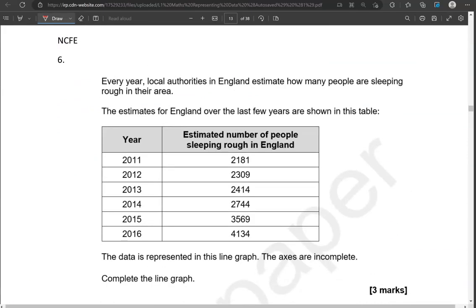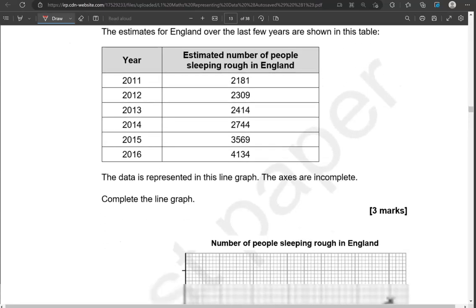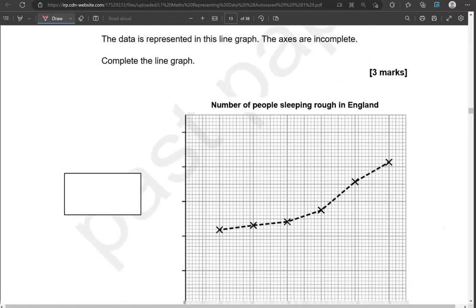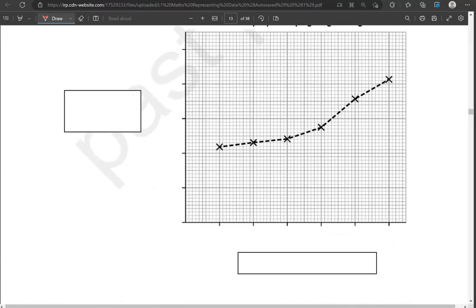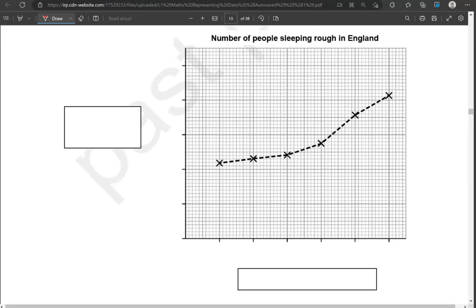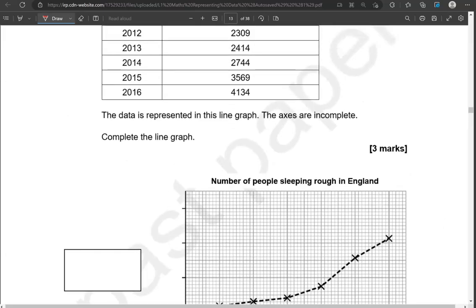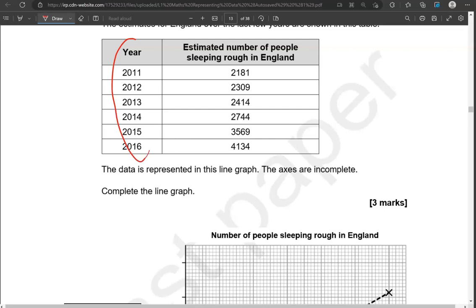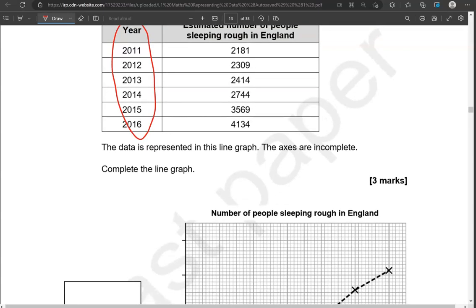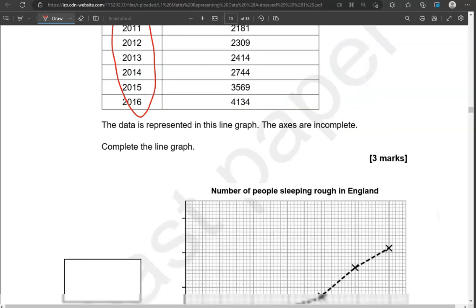Every year, local authorities in England estimate how many people are sleeping rough in their area. The estimates for England over the last few years are shown in this table. The data is represented in this line graph. The axes are incomplete. Complete the line graph. Okay, so it's a line graph, so that means horizontally we're going to show time. So that will be year from 2011 to 2016.